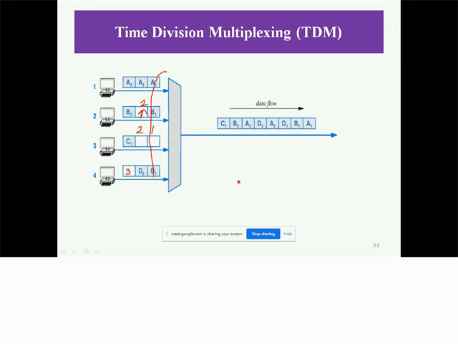So the synchronized frame will be like this: A1, B1, a blank space, and D1. This is our frame in the case of synchronous TDM. But in asynchronous TDM, as in the above diagram, there is no blank space. We have only A1, B1 and D1. The blank space has been removed. For the second, we have A2, blank space, blank, and again D2.